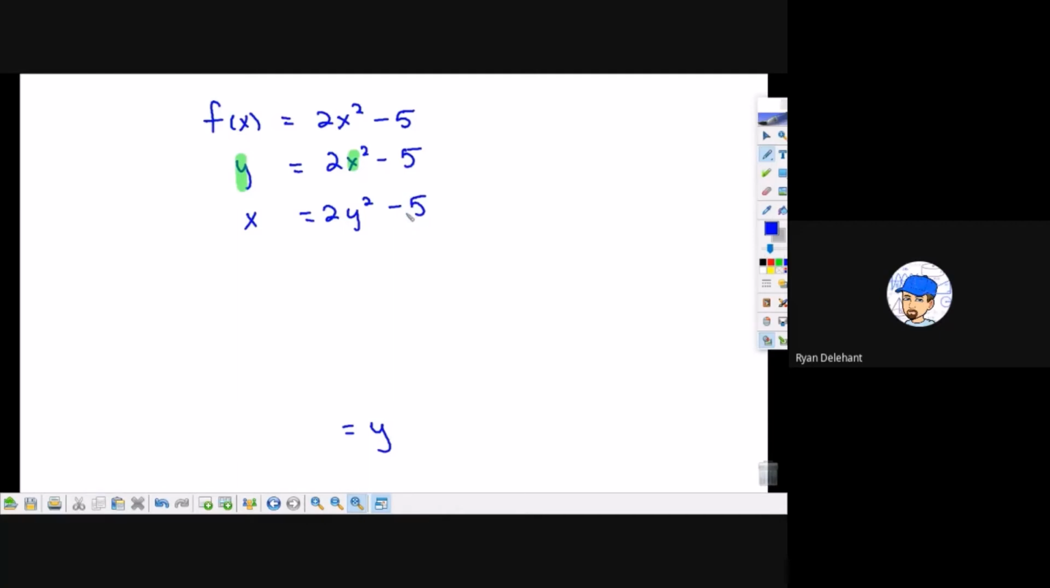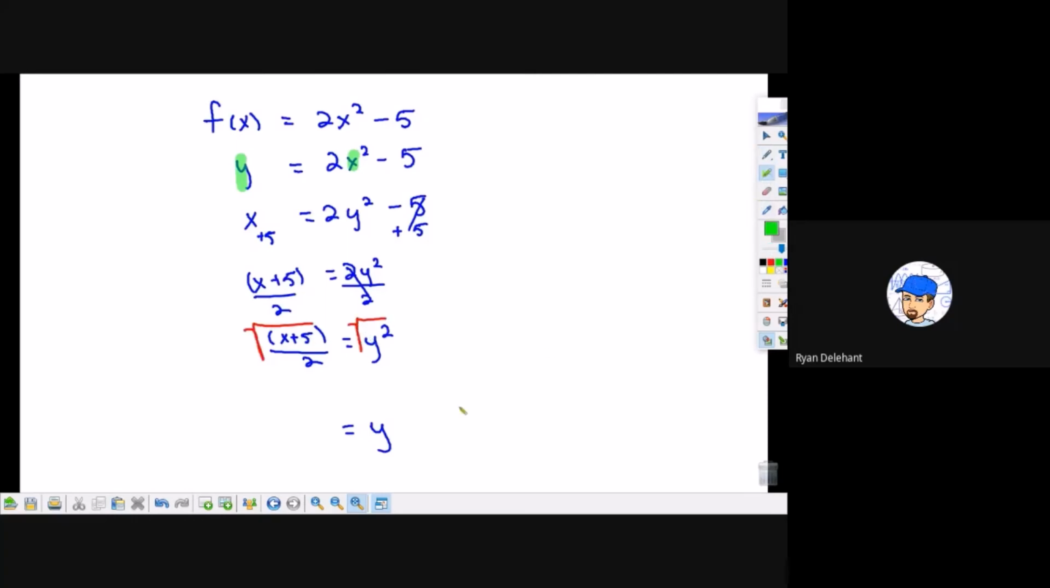So that means I need to get rid of the 5, right? So I get rid of the 5 by adding. That'll make it cancel. That's x plus 5. Now I need to get rid of this multiplication, meaning I can divide. That'll cancel. And because I want to do this division first, I should probably put parentheses around that to be safe. So this is x plus 5 over 2, and this was y squared. How do I get rid of the square? I square root both sides.